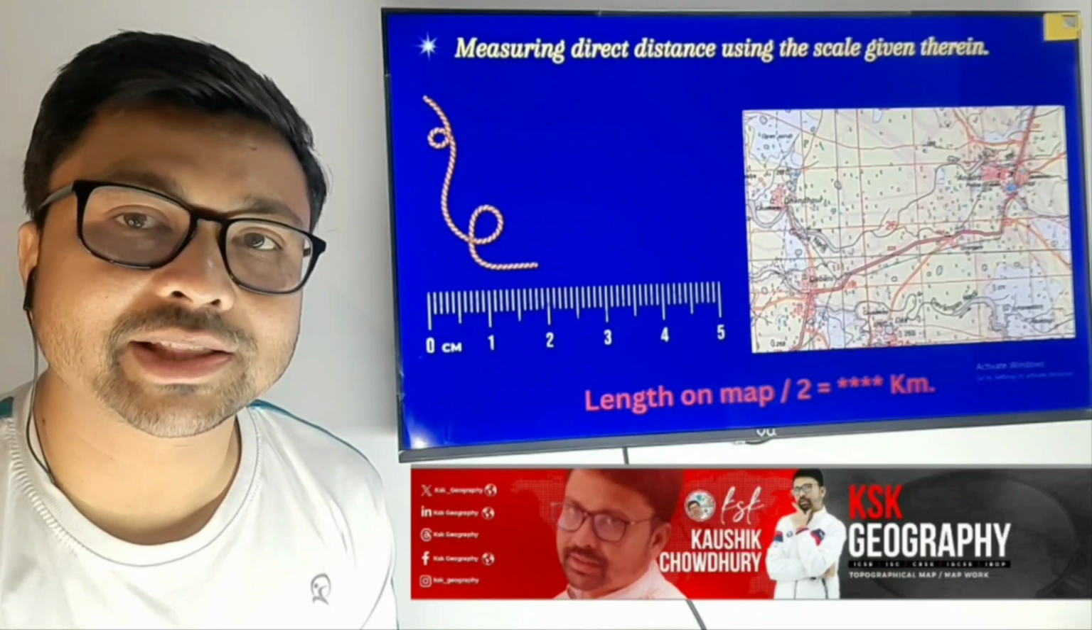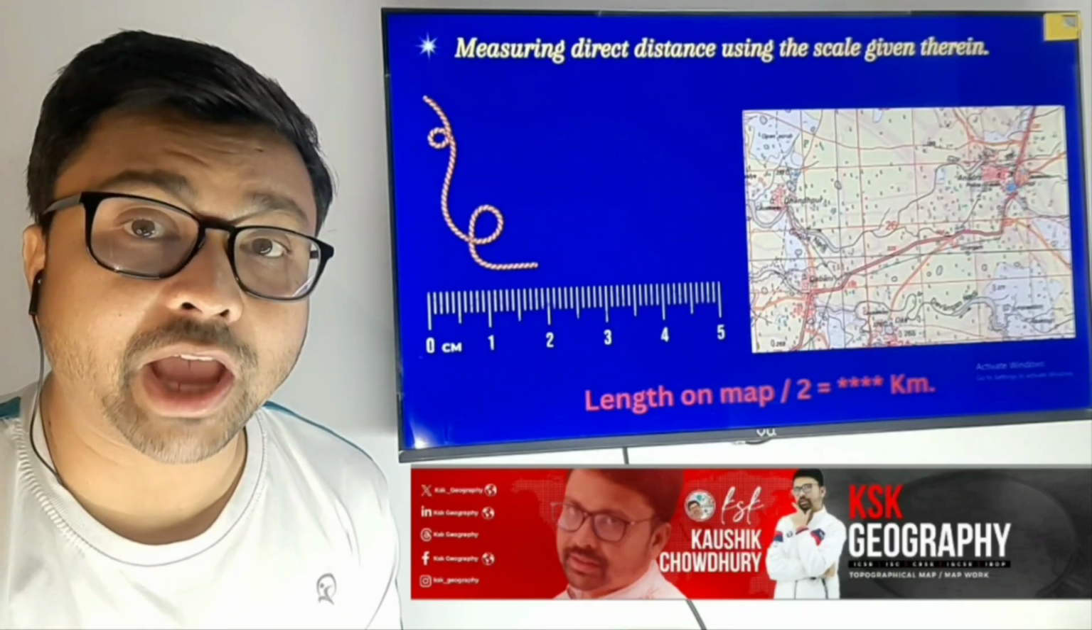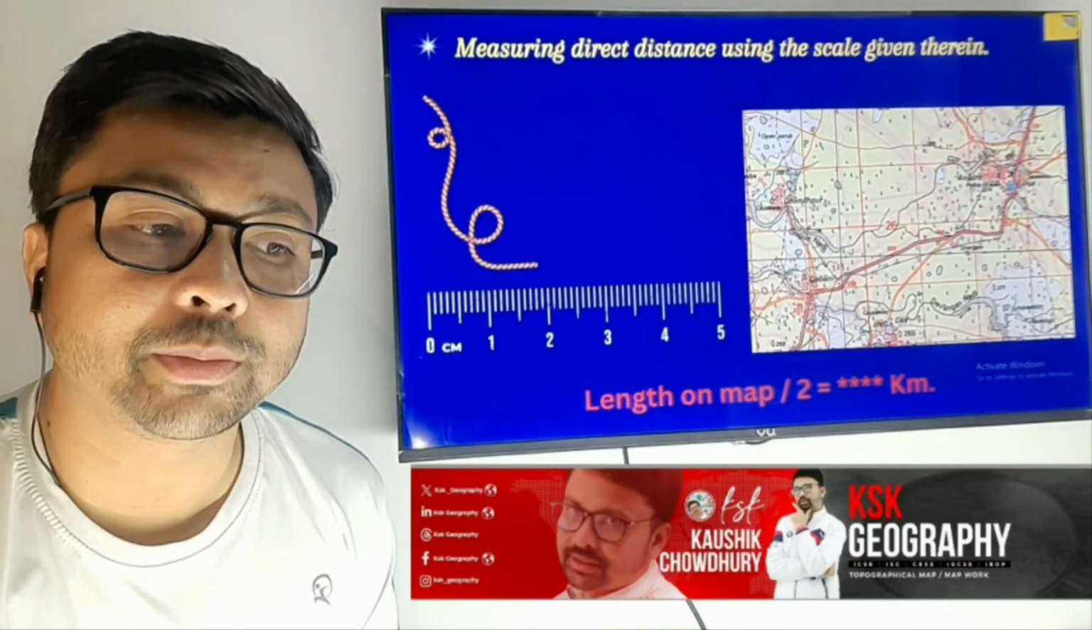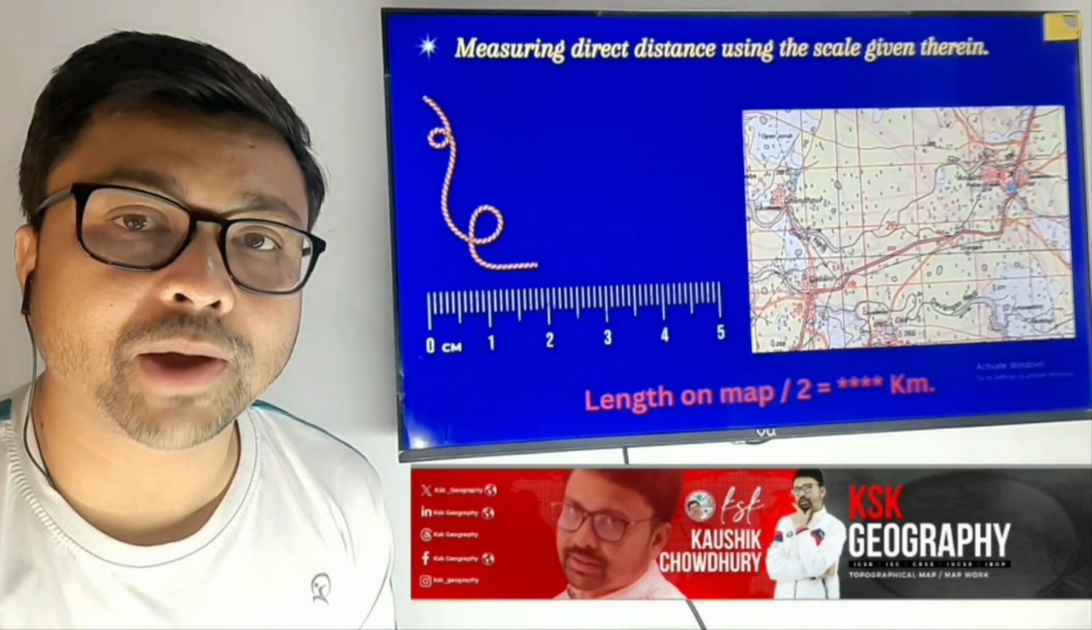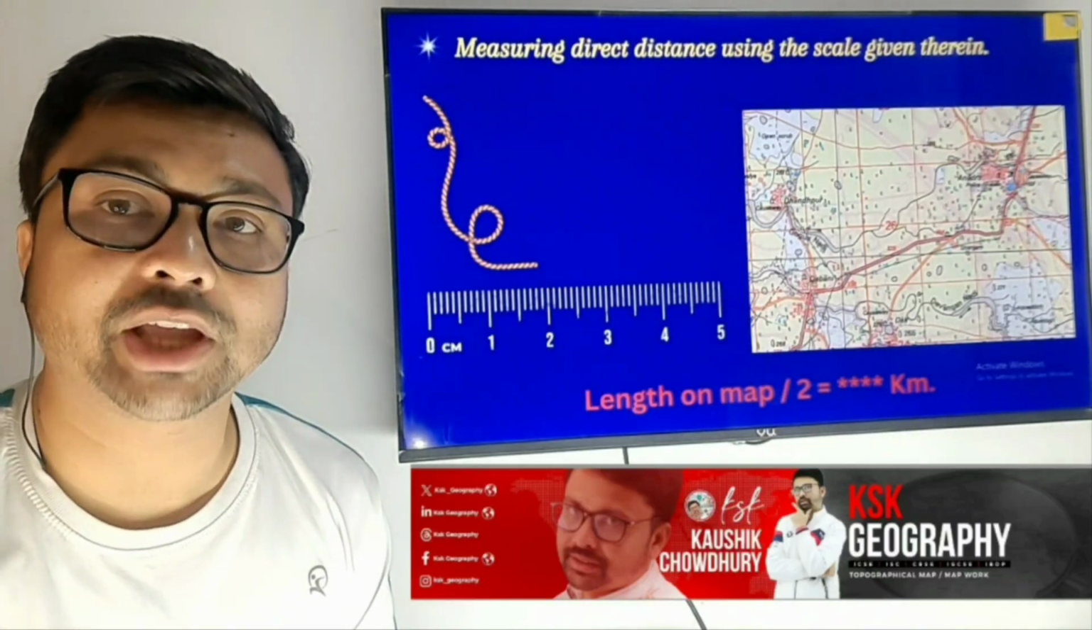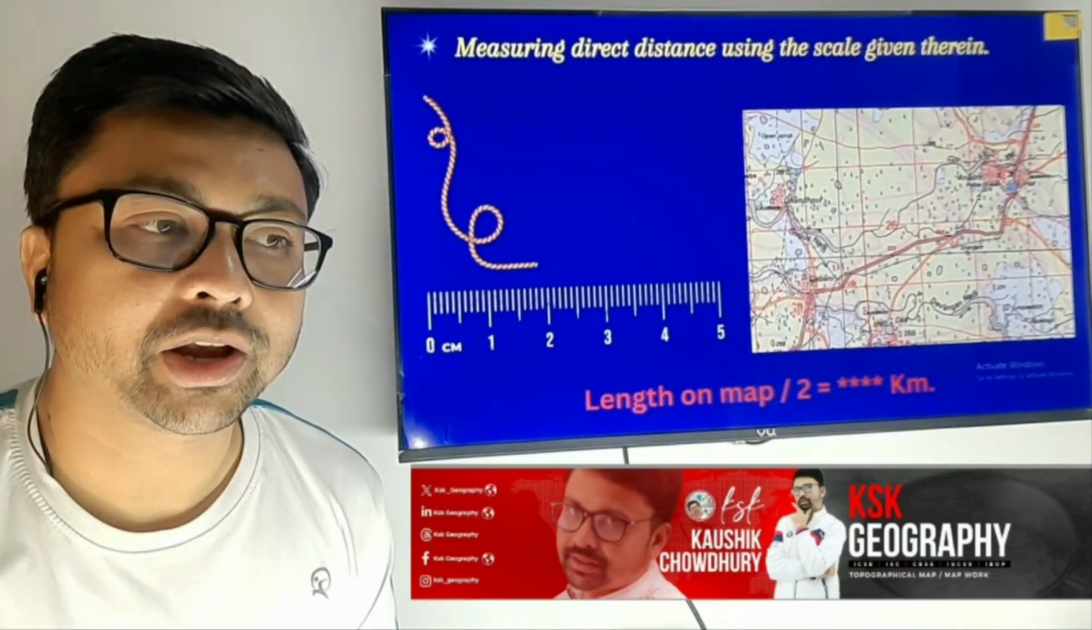Why? Because the distance you are getting in centimeters is on the map, but on the actual ground, what will the distance be? 2 centimeters is equal to 1 kilometer. So according to that you need to divide by 2. Whatever the digit is, it will be in kilometers. So that will be the distance on the ground.